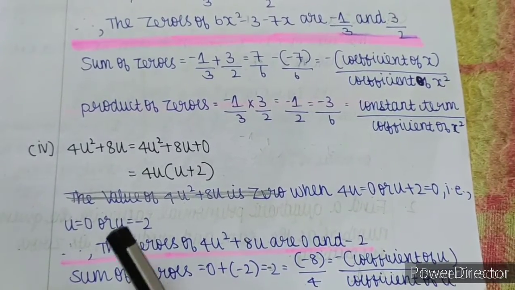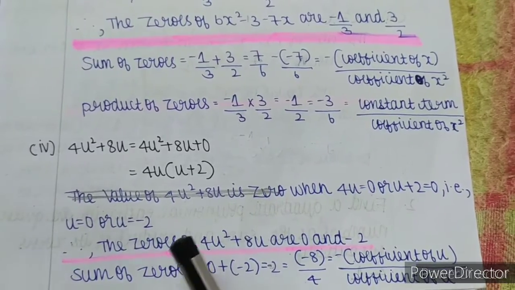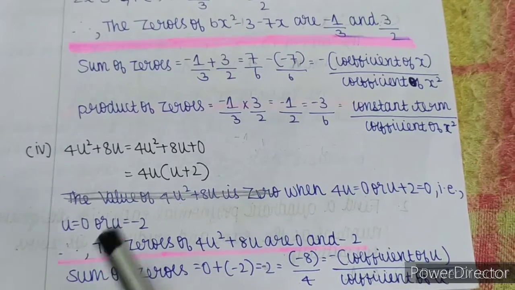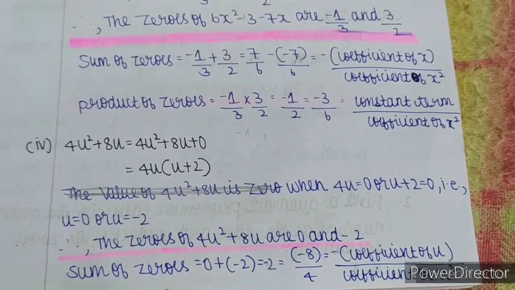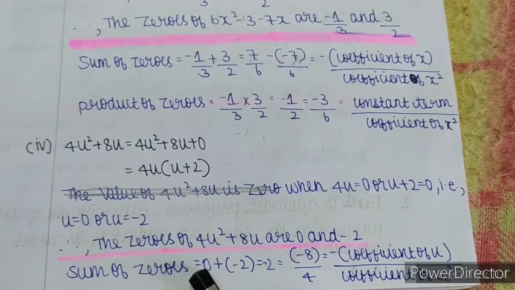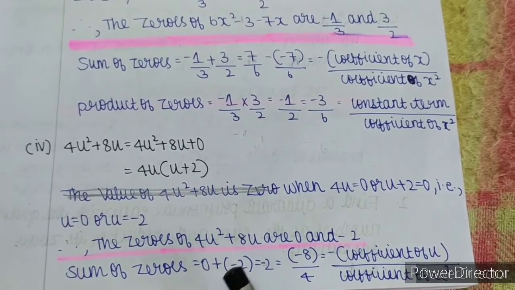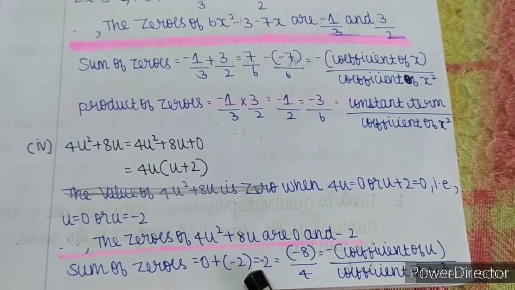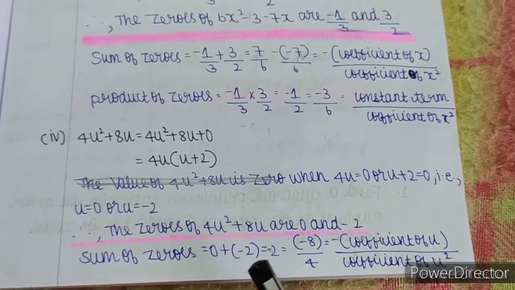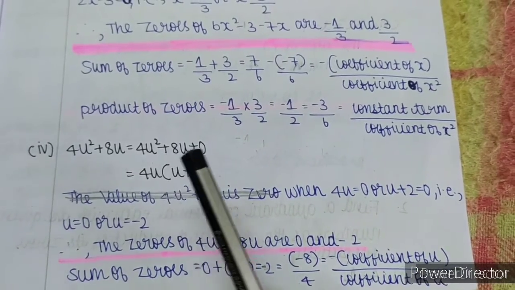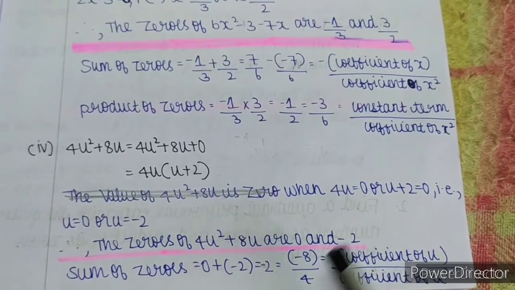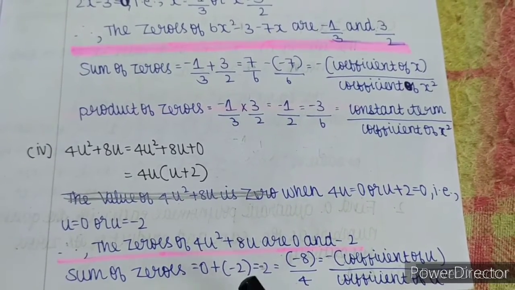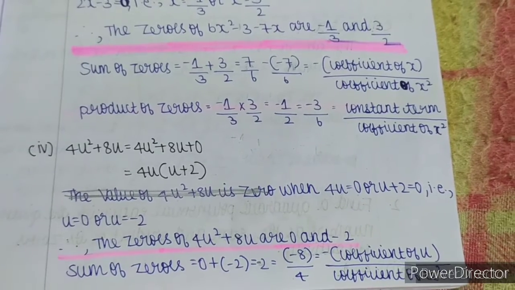So u is equal to 0 or u is equal to minus 2. These are the two zeros of the polynomial 4u square plus 8u, and we can consider them as alpha and beta. So the sum of these zeros, alpha plus beta, is 0 plus (minus 2), which is minus 2. We need to verify whether it is equal to minus b by a. Here minus b is minus 8 by 4. On cancelling with 4 we get minus 2 by 1. Yes, it is the same, minus 2 and minus 2, and hence it is verified.